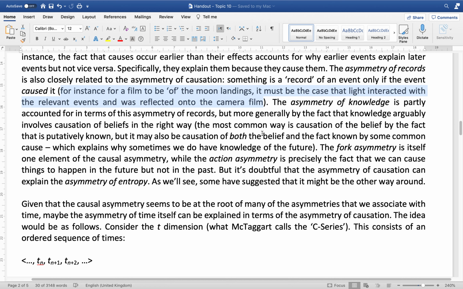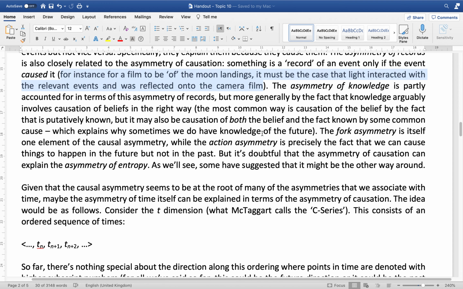And action asymmetry, again, seems to relate to causal asymmetry. So we can cause things to happen in the future. Present actions can cause things to happen in the future, but not in the past. So it might seem somewhat promising to try and reduce some of these asymmetries to the causal asymmetry. It's much less clear that the asymmetry of entropy could be explained in terms of the causal asymmetry.